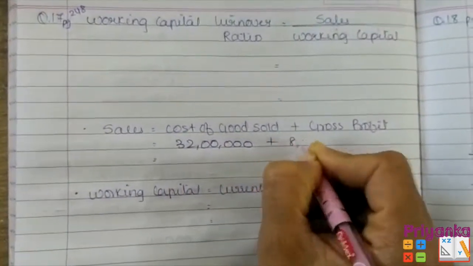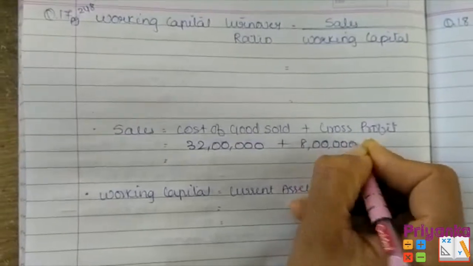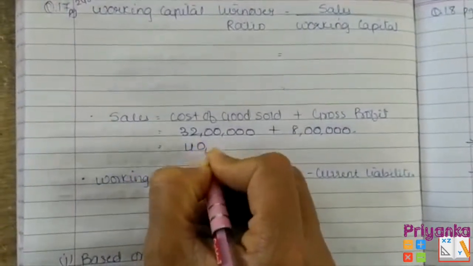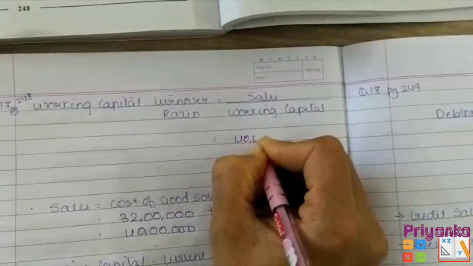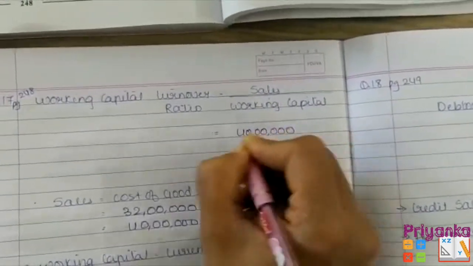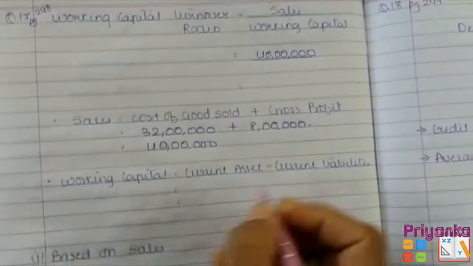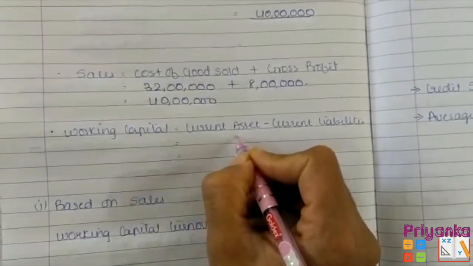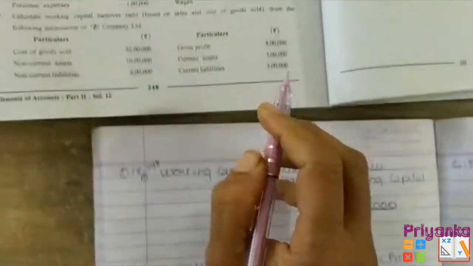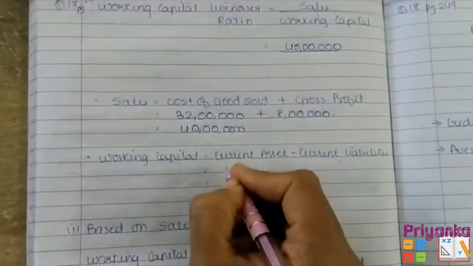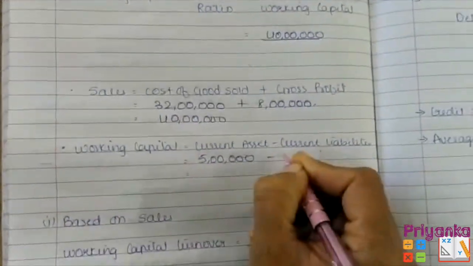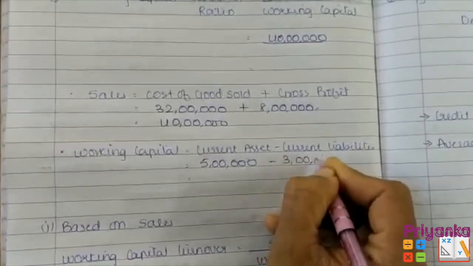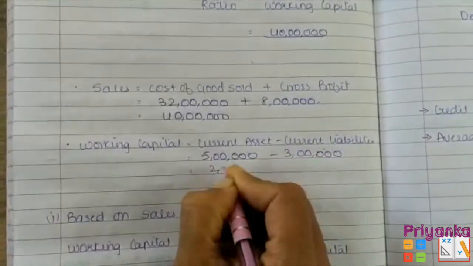So here first we'll take the value of cost of goods sold, 22 lakh, plus the gross profit 8 lakh. Here the total comes to 40 lakh. Here we found sales. So first I'll keep the value of sales 40 lakh. Now for the working capital, the formula which I told you before, that is current asset minus current liability. Here the value of current asset is 5 lakh minus current liability. Here the value remains 2 lakh.